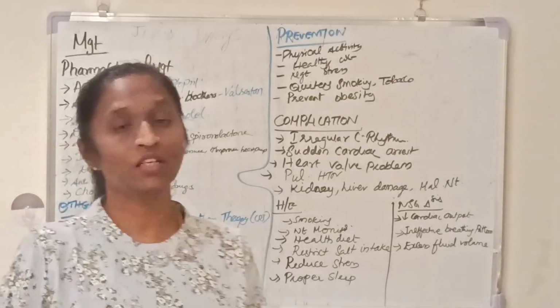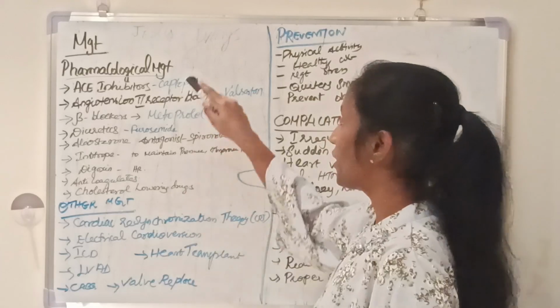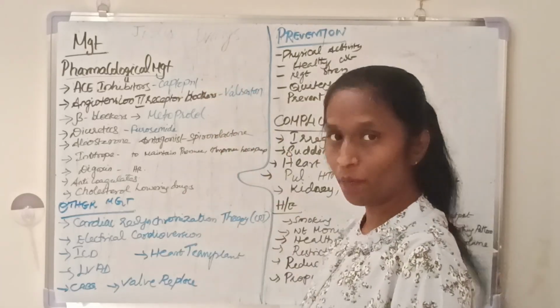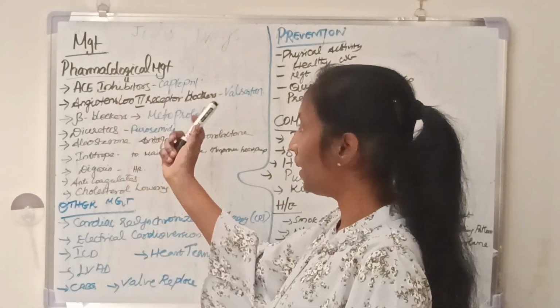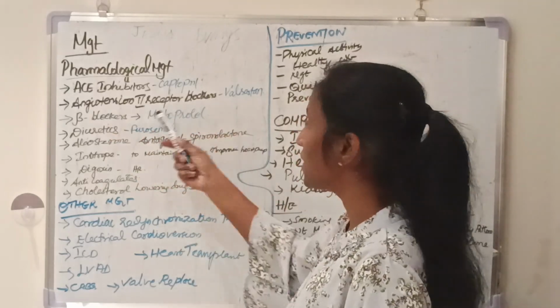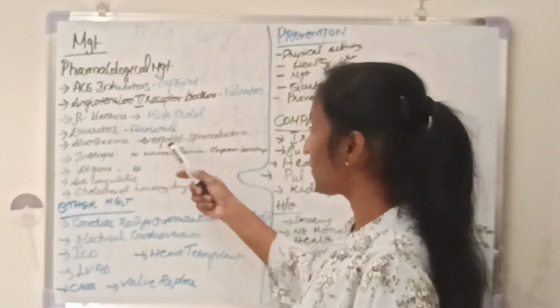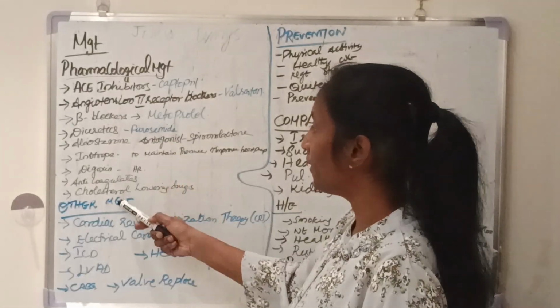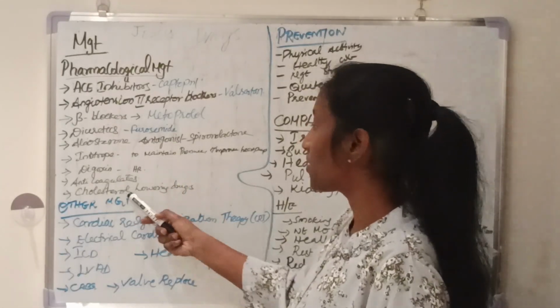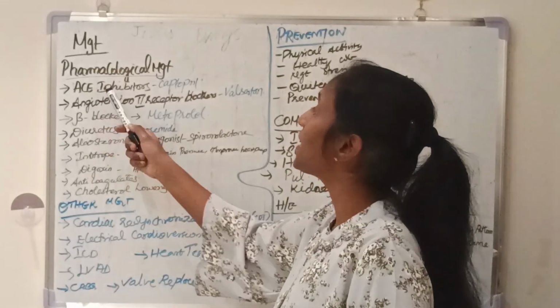Next we move on to the management of congestive heart failure or heart failure. The first management is pharmacological management: administration of ACE inhibitors, angiotensin 2 receptor blockers, beta blockers, diuretics, aldosterone antagonists, inotropes, digoxin, anticoagulants, and cholesterol lowering drugs. Okay, the first is ACE inhibitor.